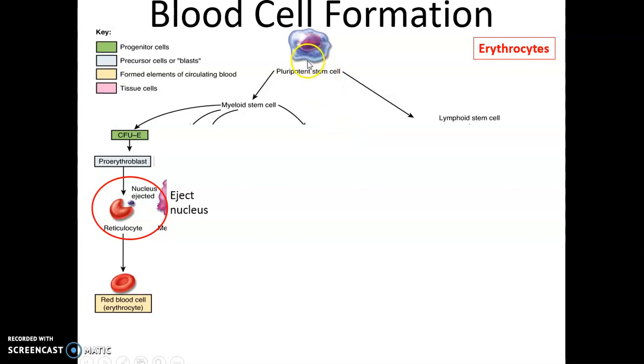So, as I mentioned in the previous lecture, the pluripotent stem cells lead to the production of red blood cells, also known as erythrocytes. So we are going to learn them as erythrocytes. And what's interesting is that along this pathway, as the erythrocytes are produced, they eject their nucleus. So erythrocytes are not true cells. They are formed elements because they do not have a nucleus and are actually missing a lot of the other organelles.